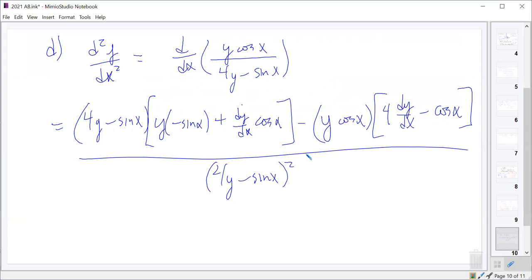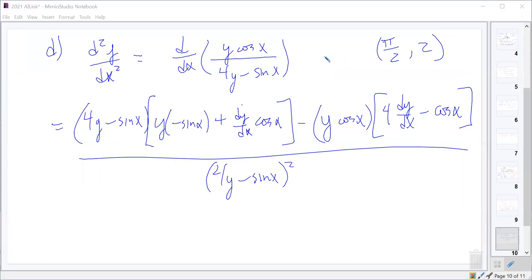What a pain. What do we need to plug into it? We need to plug in pi over 2 for x, right? The pi over 2 comma 2 is the point. We need to plug in pi over 2 for x, and we need to plug in 2 for y. Do I need to replace all the dy dx's with y cosine x over 4y minus sine x?